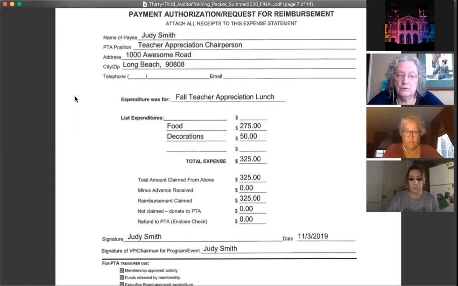It's good to review also, if you can, the receipt to make sure that it's for food or decorations and not something personal that may have gotten on the receipt. Sometimes people buy things and they get something personal and then they include it in the receipt, and we want to make sure that all those expenses went to the fall teacher appreciation lunch.